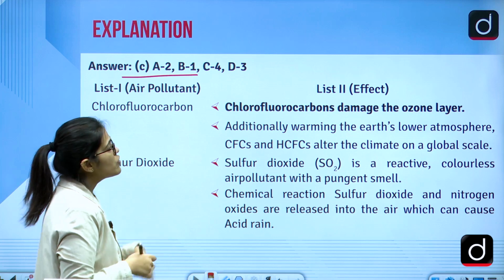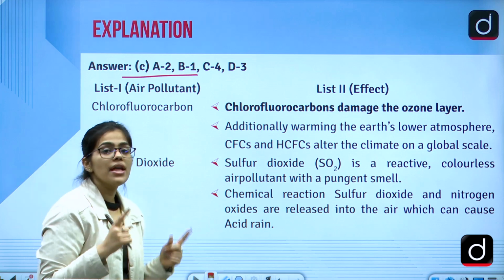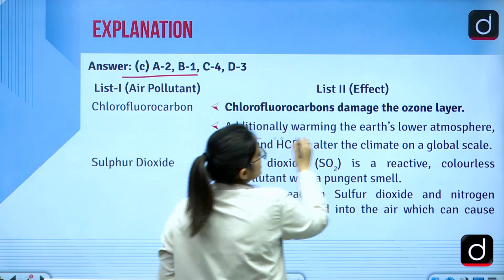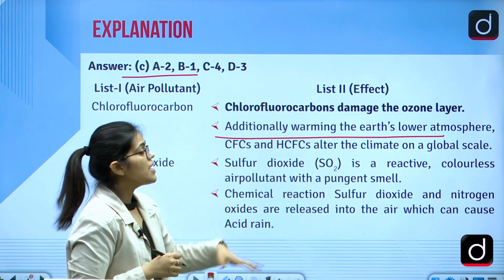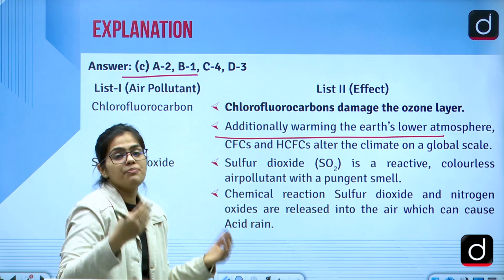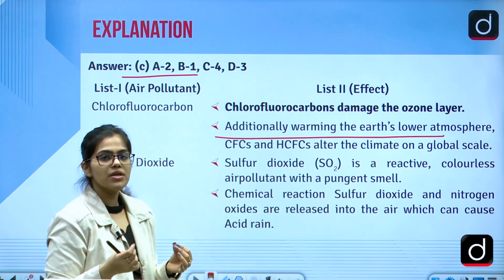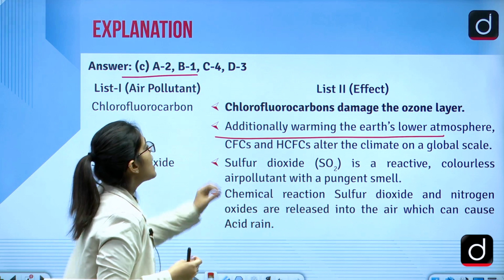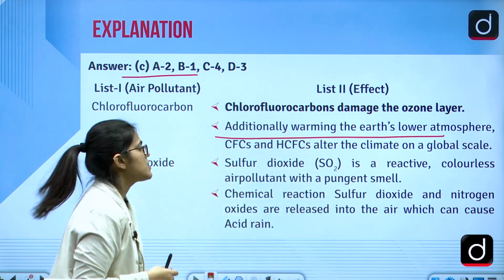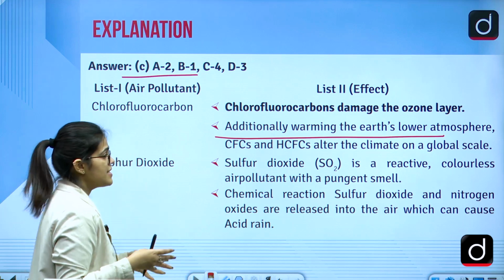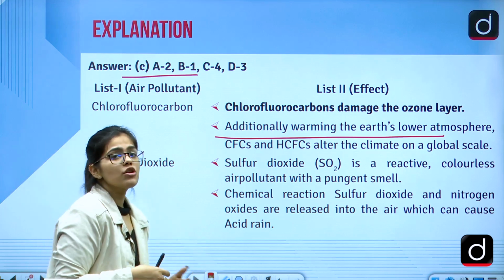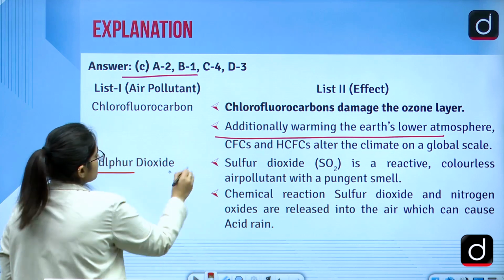We have the chlorofluorocarbons that will damage the ozone layer. How? Because additionally it is going to increase the temperature in the atmosphere. So additionally harm is being done to the atmosphere and the layer because additional warming of the Earth's lower surface is done. So these CFCs and these HCFs are basically altering the global temperature. Then we have sulfur dioxide.